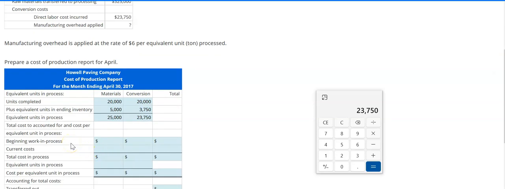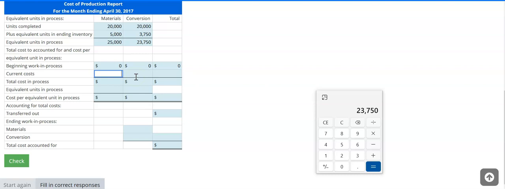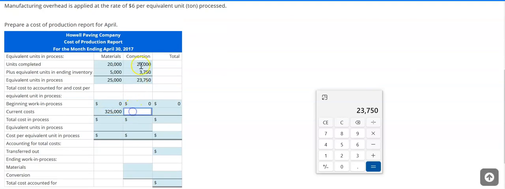Beginning work in process, recall we didn't have any, so we should be able to just come right on through here, and enter those zeros in. Okay. Now, current costs, we're provided with the amount for materials right here, so we can just enter that in. That was 325, I think. Let me go back and make sure. Yeah, 325,000. But now conversion cost.